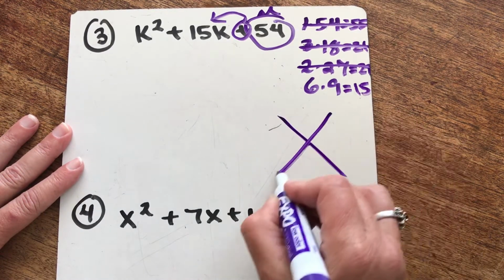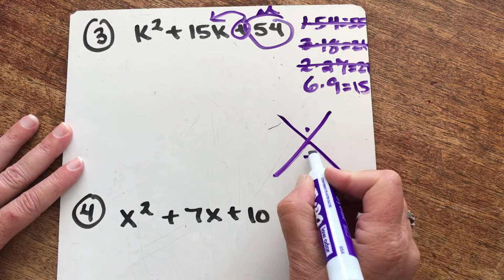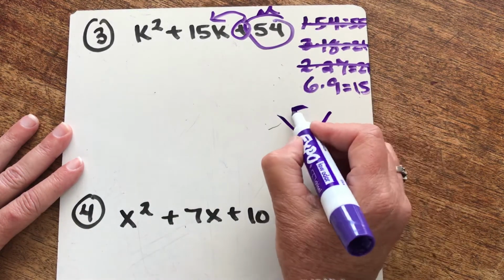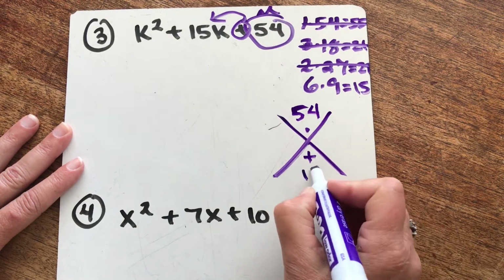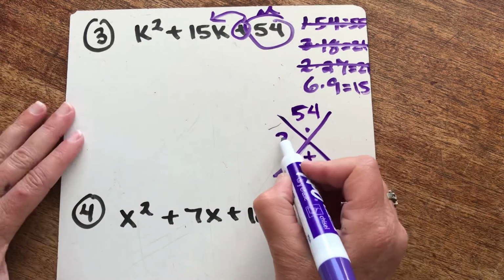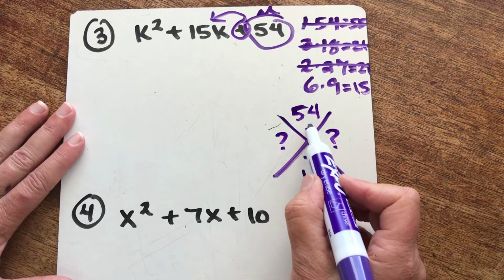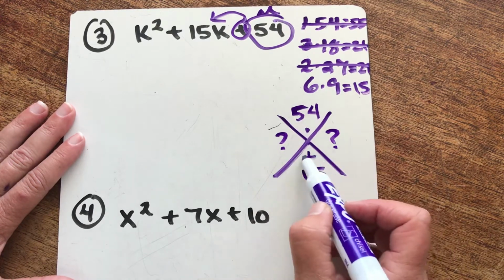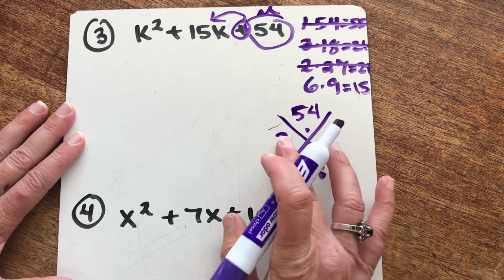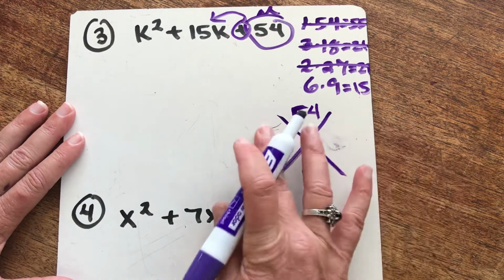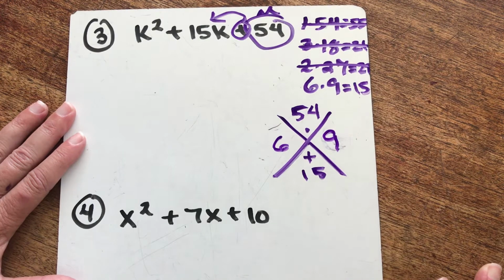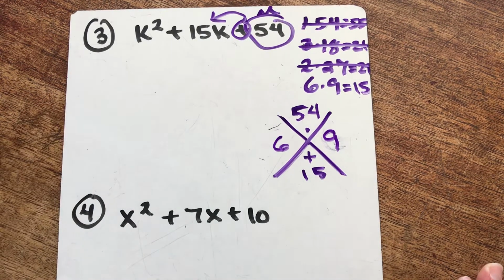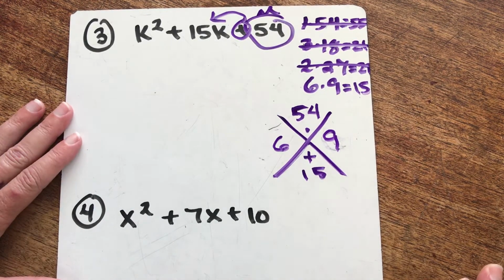Some teachers use this method called the X method. They put the last term on the top. They put that middle term on the bottom. And they go, okay, well, what two mysterious numbers multiply to give me 54 and combine to give me 15? What two mysterious numbers? 6 and 9. That's the X method. So a lot of teachers use that. You're welcome to use that as well. But I do need to see some work on your homework somewhere.